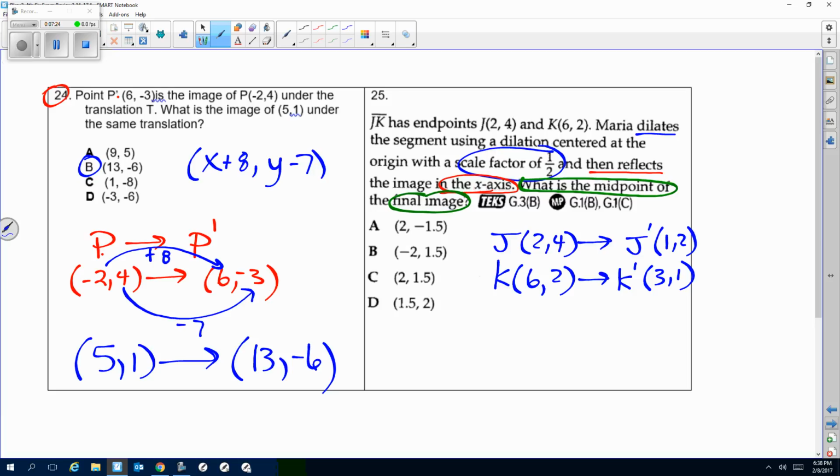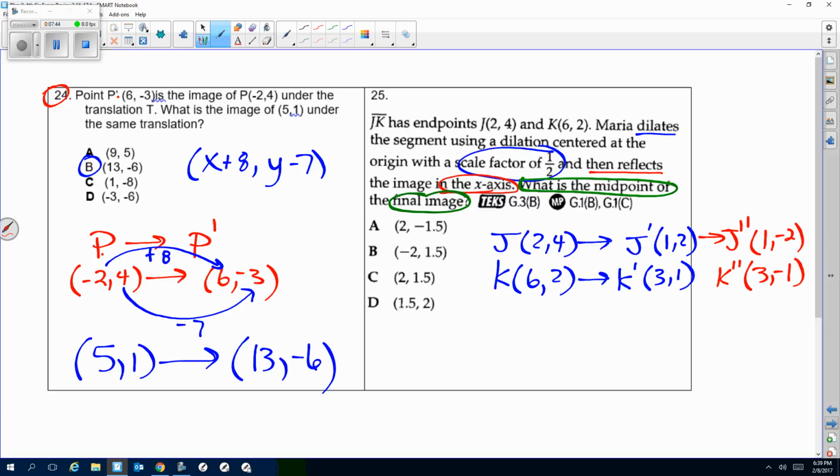So now they want us to reflect over the x-axis. So that's going to be my J double prime. If I reflect over the x-axis, x stays, but the y changes. Okay, x stays, y changes. So this would be 1, -2. K double prime would be 3, -1.